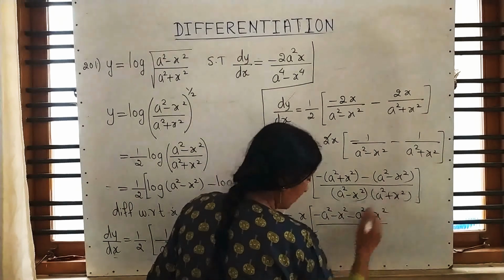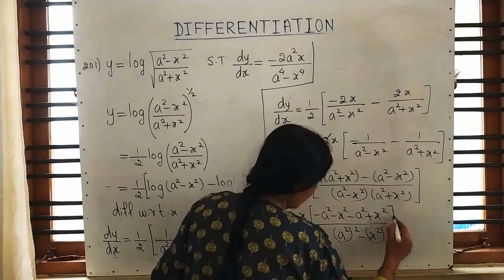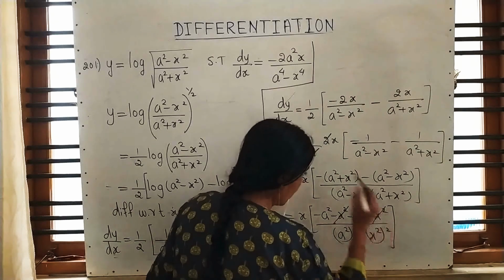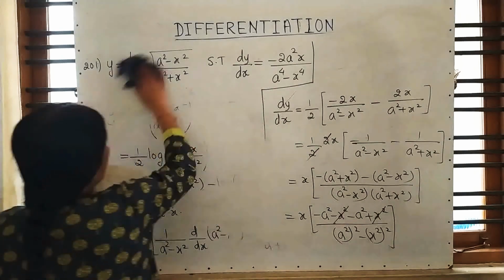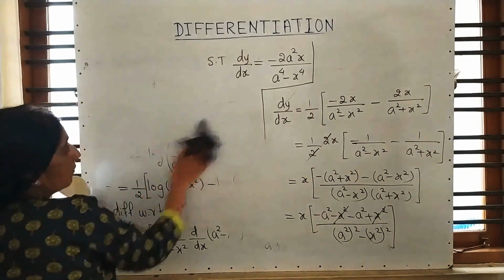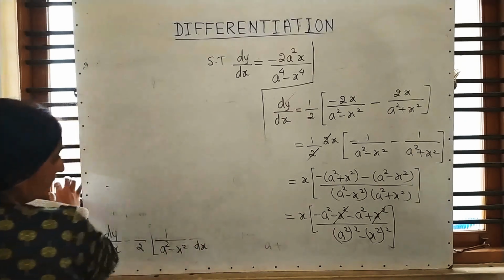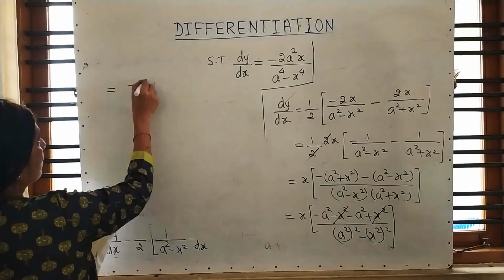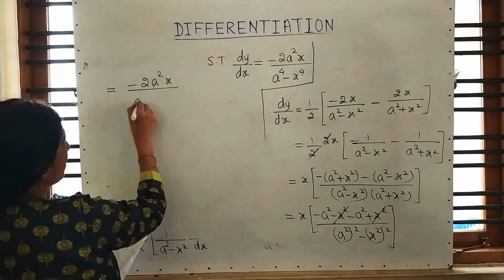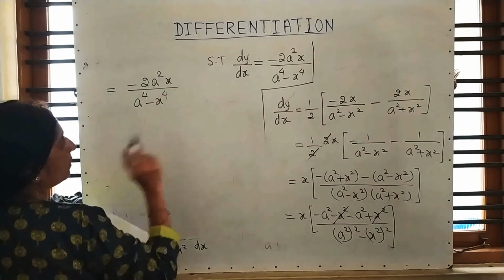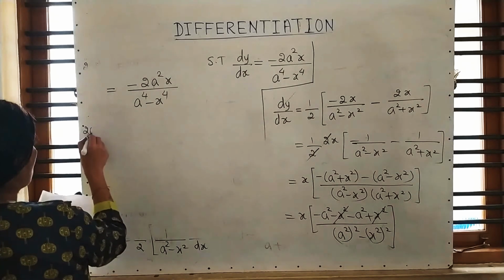A minus B, A plus B, A square minus B square. Minus x square plus x square get cancelled. A square minus A square will be minus 2A square. And outside we have an x. It is minus 2A square x. Correct or what? Minus 2A square x. And what about the denominator? A raised to 4 minus x raised to 4. That is the answer.